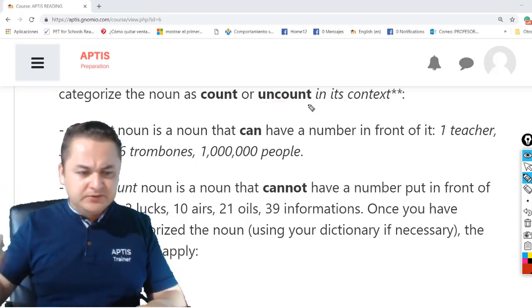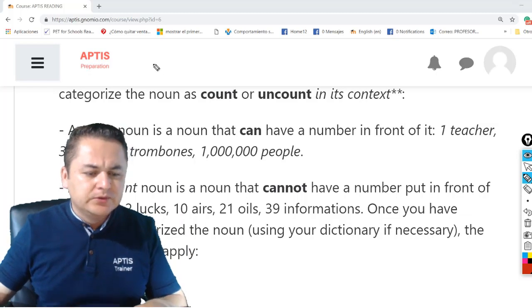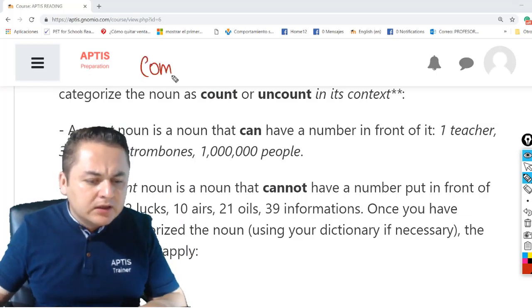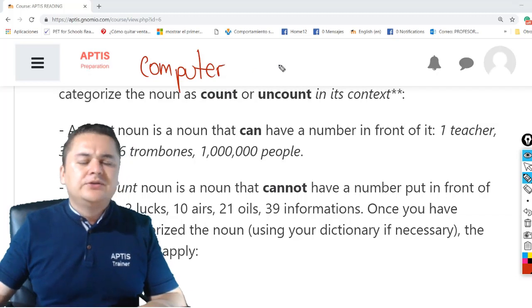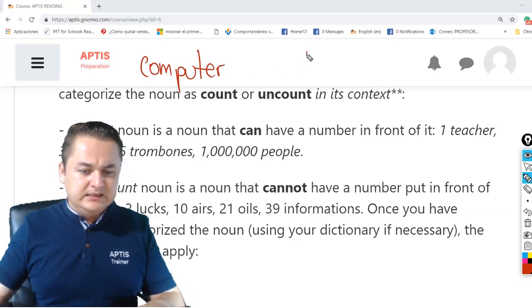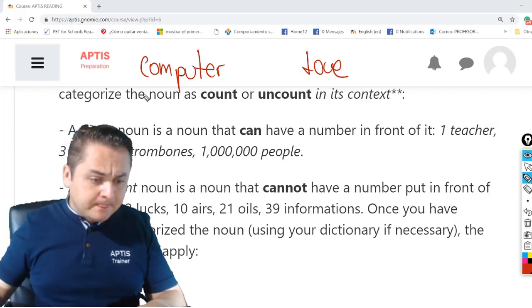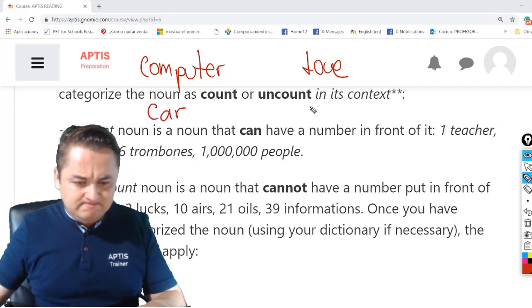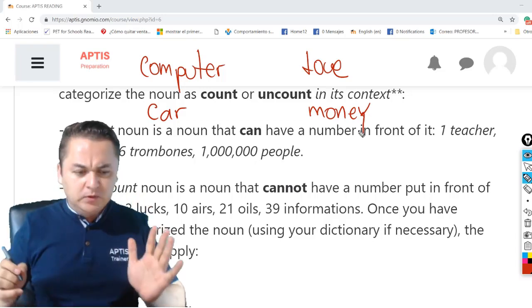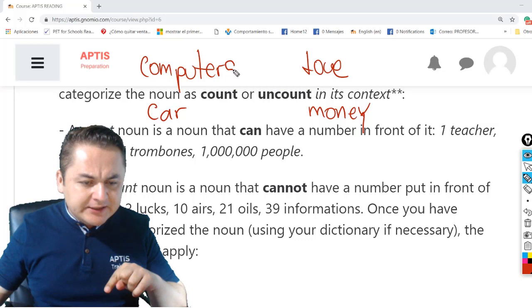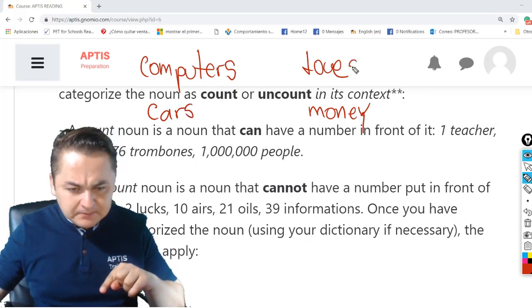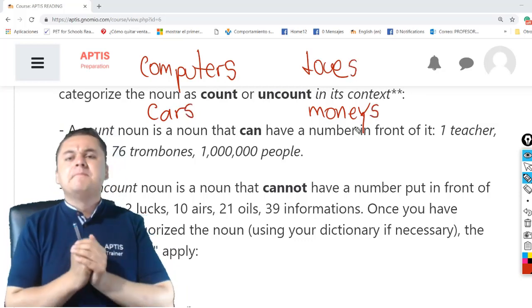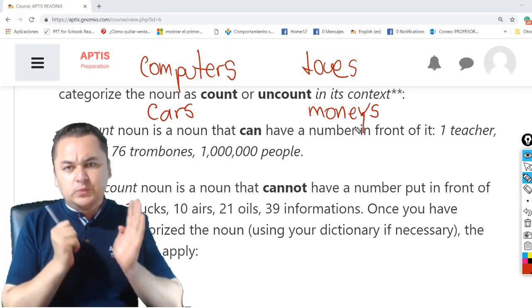Think about a word. I'm going to write here a couple of words. Let me just think about computer, and I'm going to think about, let's say, love, or another word, car, and money. So, I take these words, and I am going to try to add S to all of them. Then I'm going to see which ones make sense.